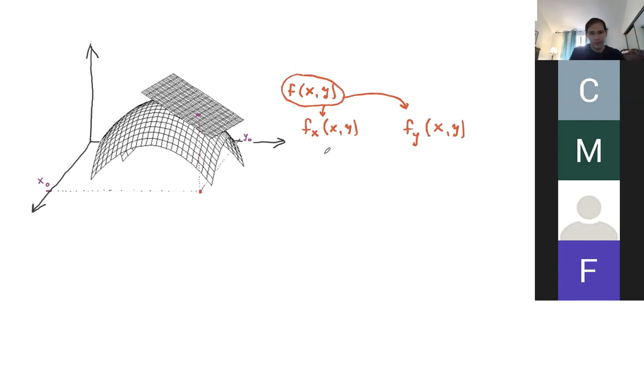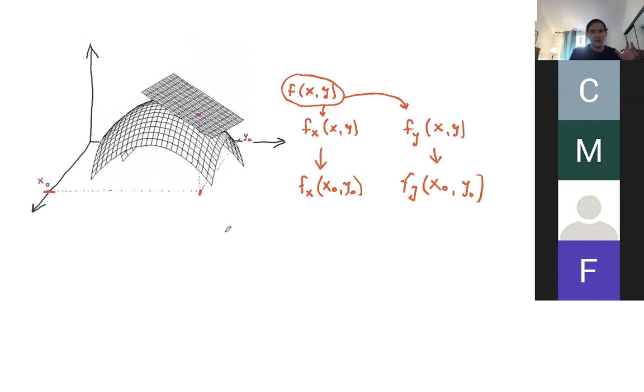Now evaluate this function at this given point x0, y0. So we get a number. If I look at the partial derivative of this function f with respect to x, and evaluate it at this point x0, comma y0, this is a number. And I can do the same thing with the other function. I can take the partial derivative of f with respect to y, evaluate it at x0, comma y0, and that will give me a number.